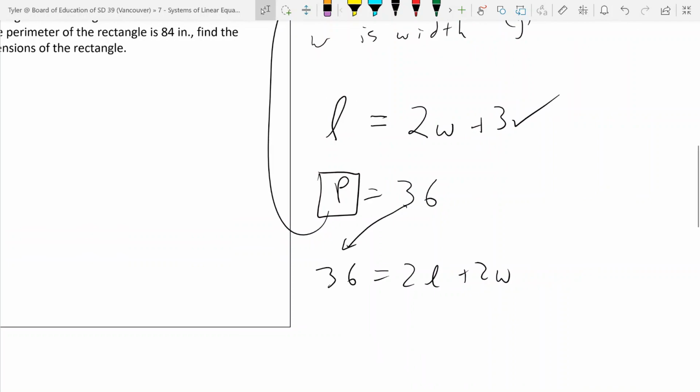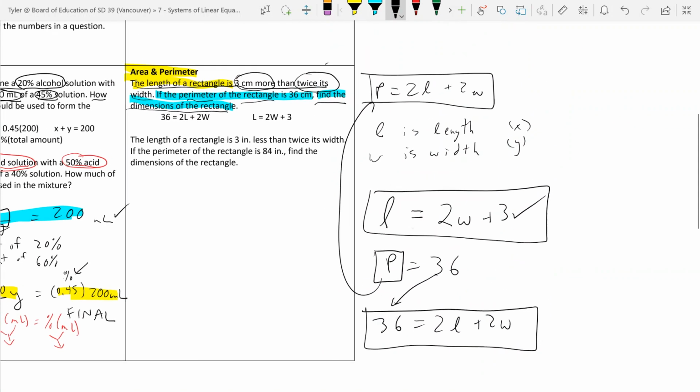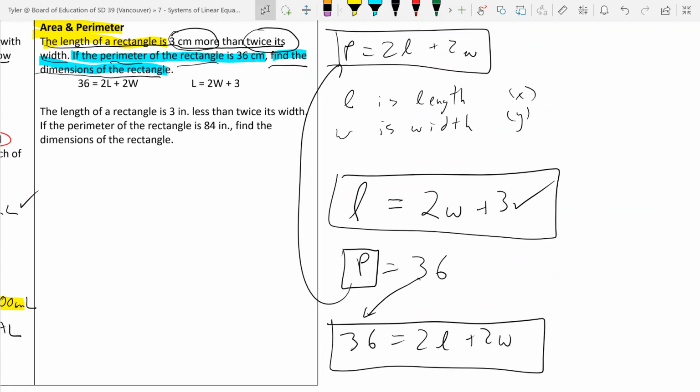And now when we look at it, I have one equation right here, and I have my second equation right there. So that's set up and done. Sweet. Let's try again with the second example. It's going to work the same way.